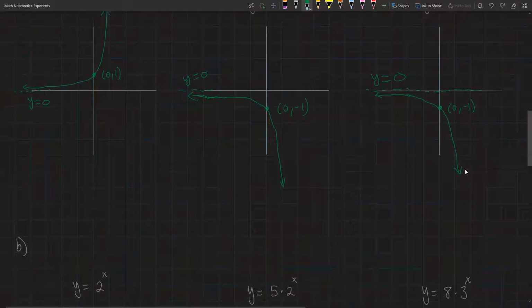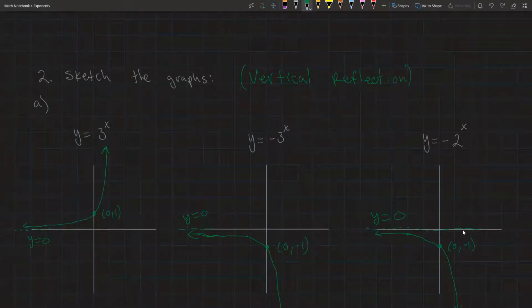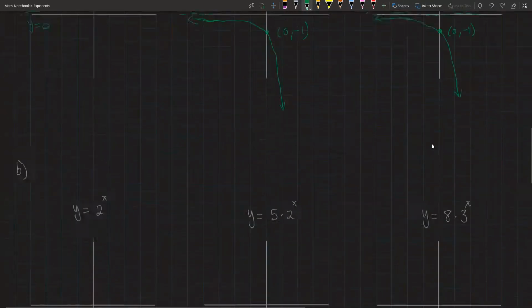And I will write it in. This is a vertical reflection. We've seen that in other functions and their graphs, vertical reflection. And that just means multiplying the parent function by a -1. Okay, cool. And let's see another transformation of it.